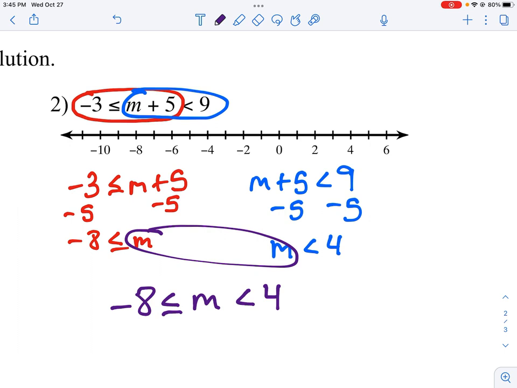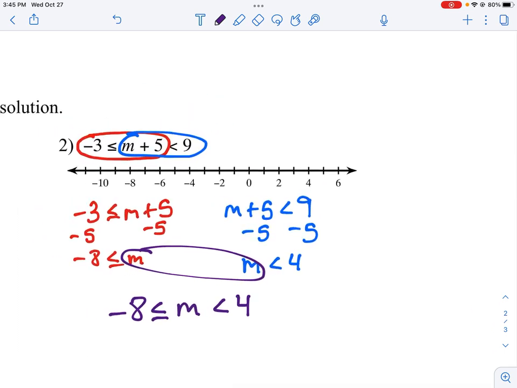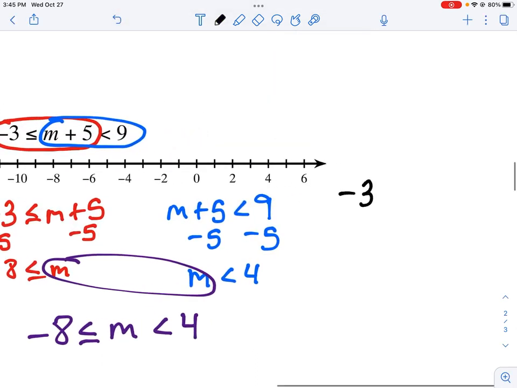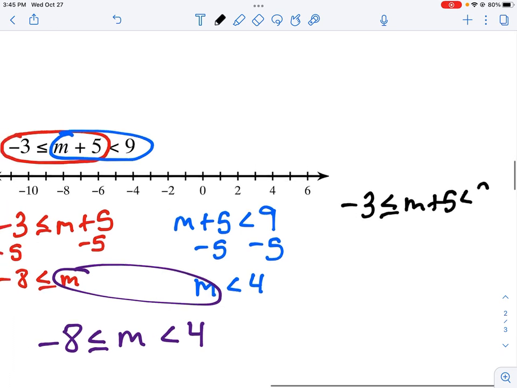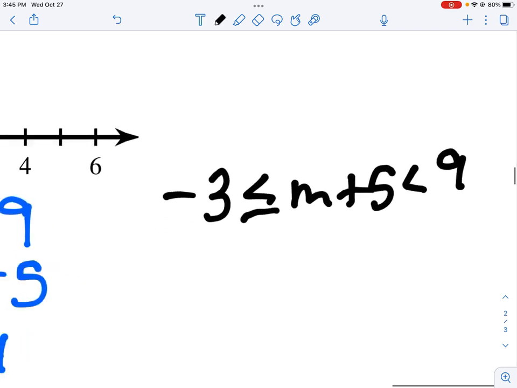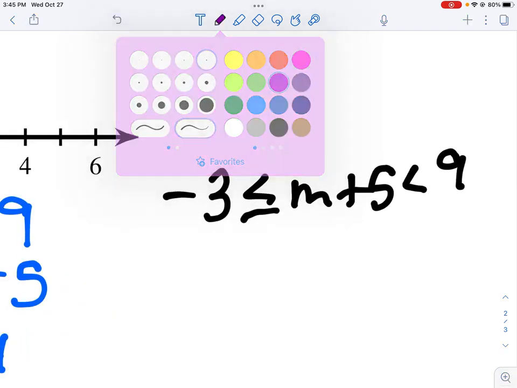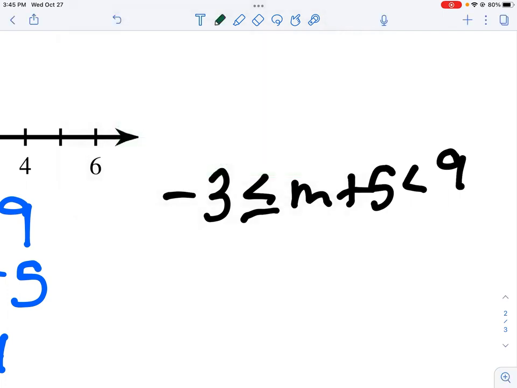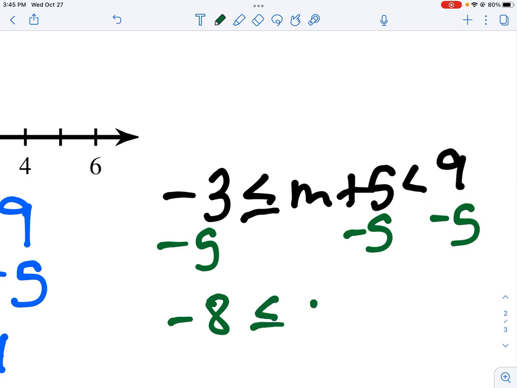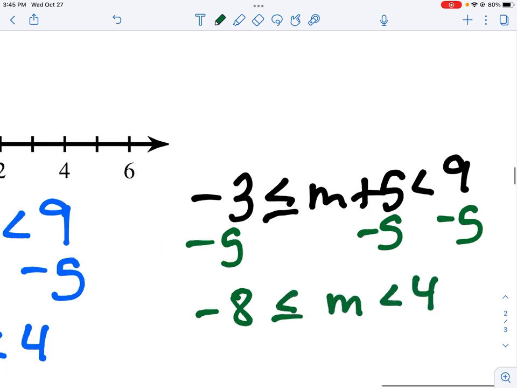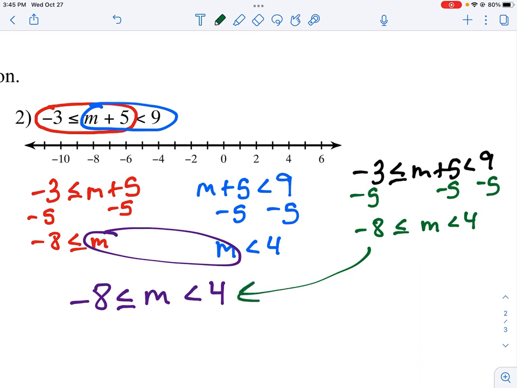Okay. Now before I graph, I do want to also show you that you don't have to necessarily separate them. So if I rewrite this problem, negative 3 is less than or equal to m plus 5, which is less than 9. You can actually solve this all as one problem. You just have to remember. So, actually I'm going to do this in green. So what we do is we look at what's being added to the m. So it's this 5. So we're going to subtract 5. And we get negative 8 is less than or equal to m, which is less than 4, which ends up being the exact same answer here.